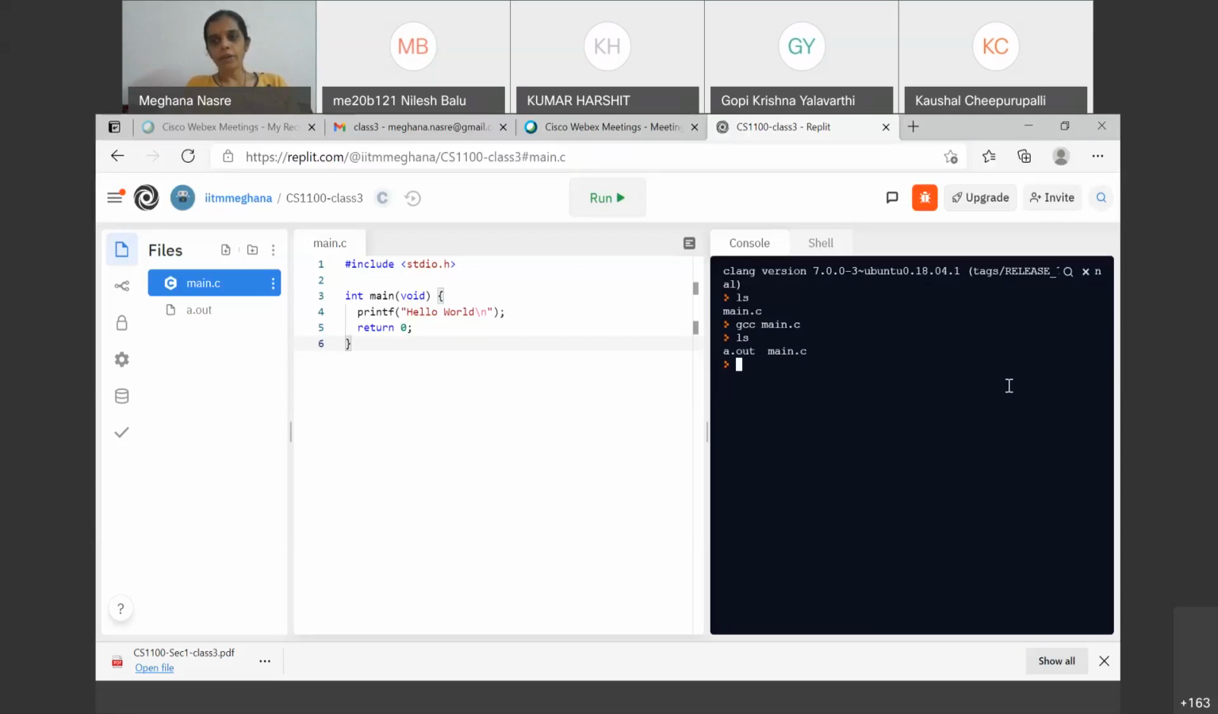Why is it called a.out? Again, it is customary, and this is how it has been done. So if you don't tell what is the name of the output, it will always output it as a.out. How do you execute this? You are going to say ./a.out, and this is going to execute this program. And since this program prints hello world, it is going to print out hello world for you. So what did we do?